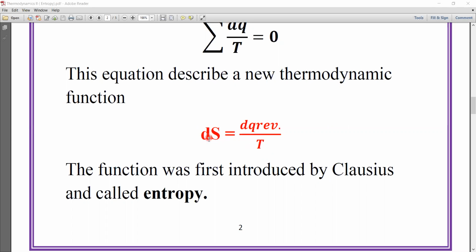We can calculate the change in entropy when the heat absorbed in a reversible process is given and the absolute temperature is given. In a problem also, if you are asked to find the change in entropy, the value of dq reversible and T are given, so put the values and we can calculate the change in entropy. Now this function was first introduced by Clausius and called entropy.